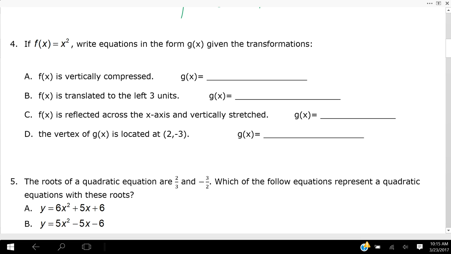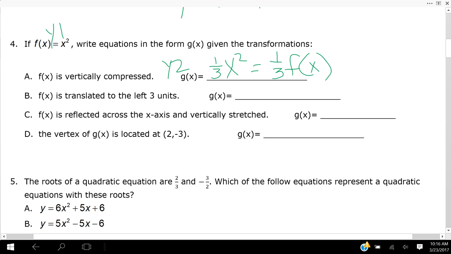And if I wanted to check it on my calculator, I would. I'm not going to, but you should put this in Y1 and then put this in Y2 and make sure it's doing what you think it's supposed to do. Vertically compressed is putting a brick on my head. I'm going to get shorter and wider. So I'm going to put a fraction because that's what makes it get wider. So I'm going to put in g of x equals 1/3 x squared, which is the same as 1/3 f of x. Remember, we used that notation before.